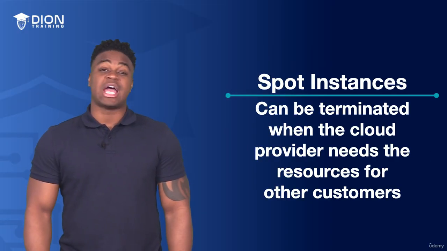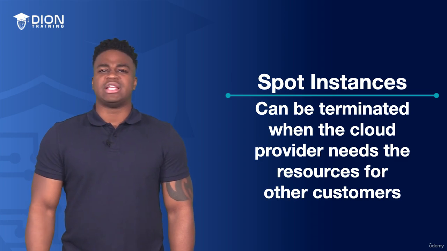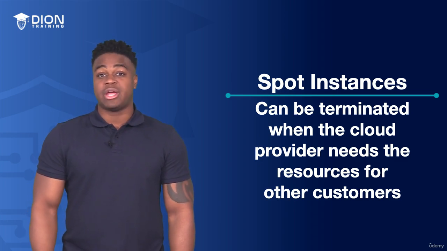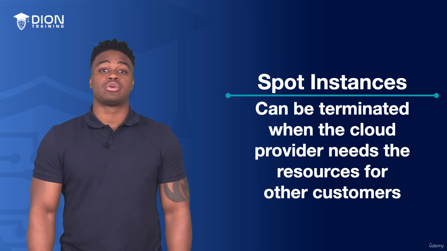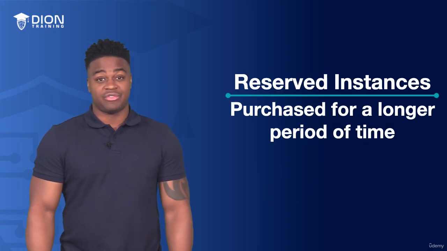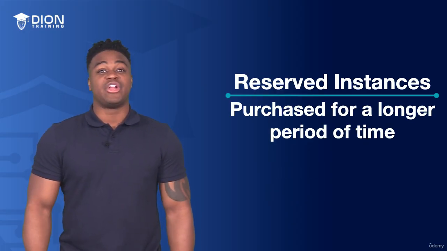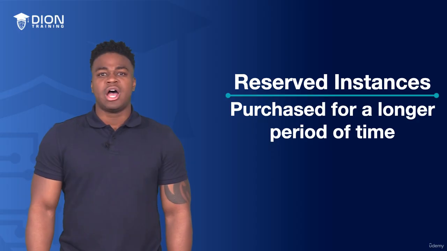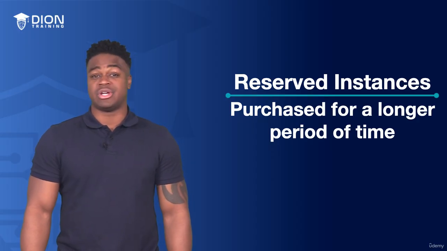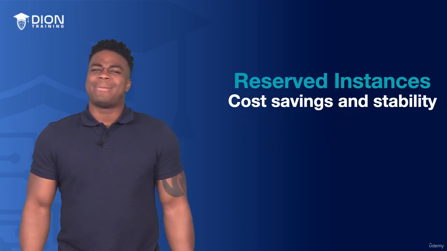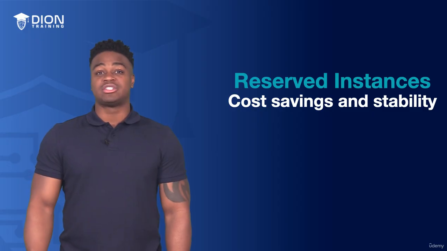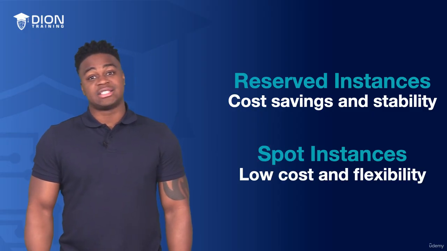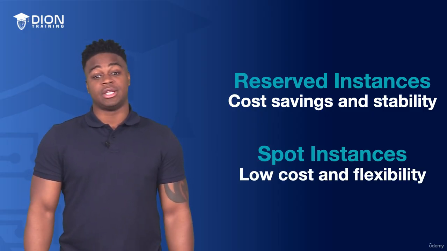Spot instances are a type of VM instance that are available at a discounted price, but they can be terminated when the cloud provider needs the underlying resource for another customer. Reserved instances are a type of VM instance that are purchased for a longer period of time, such as 1 or 3 years. Organizations that purchase reserved instances can save money on their cloud computing costs, but they are locked into the instance for the duration of the reservation. Basically, reserved instances provide cost savings and stability, while spot instances offer low cost and flexibility.